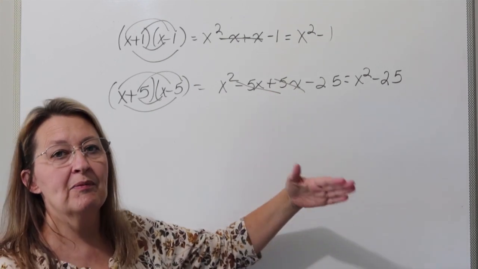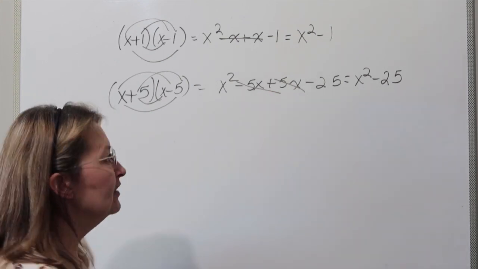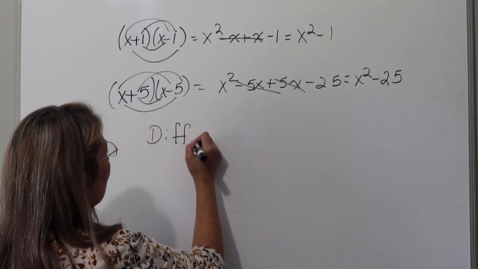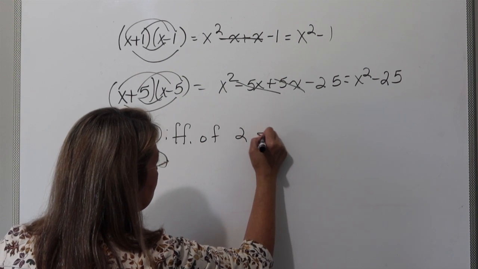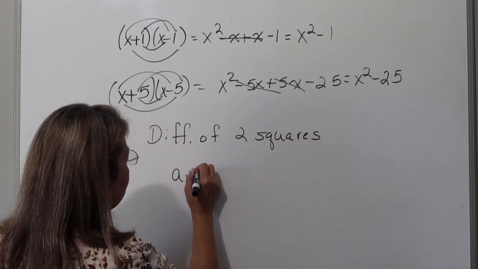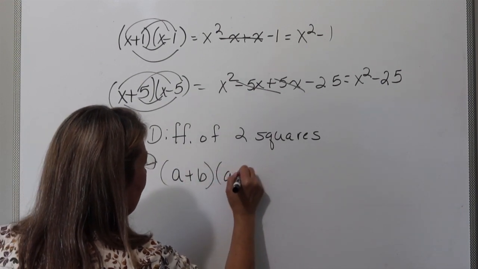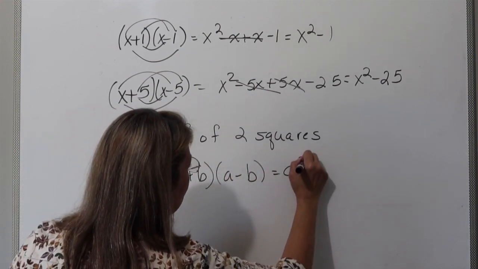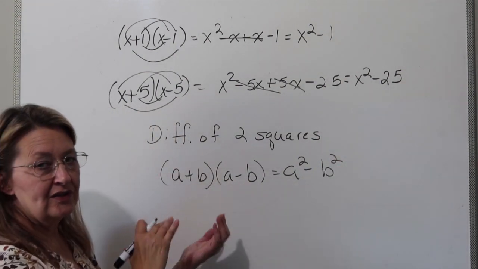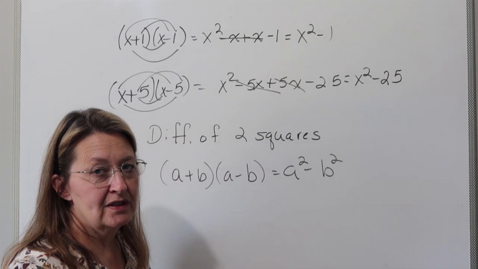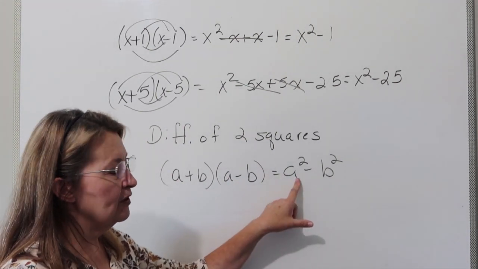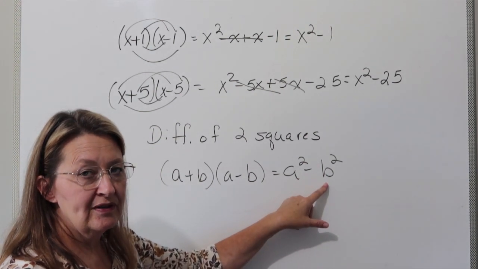People just worked these problems over and over and over, and they saw this relationship. So your formula for a difference of two squares is that a plus b times a minus b is equal to a squared minus b squared. And you could have these in different positions. It's just you have to have two conjugates multiplied together. Then what you wind up with is the square of the first number minus the square of the second number.